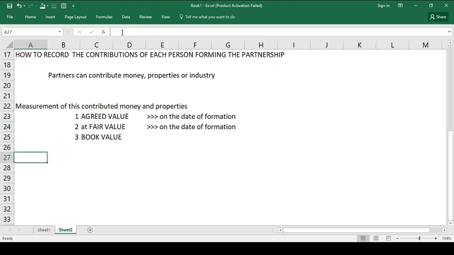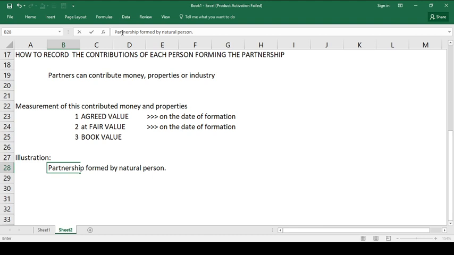Okay. For example, I will give a basic illustration muna. Let's begin with the illustration. The next meeting, we will proceed to the yung mas matindi na, ha? Our first illustration is a partnership formed by natural persons. Ibig sabihin po nun, as in yung mga tao, they agreed already and they will form a partnership. For example, A, B, C, and D agreed to form a partnership.